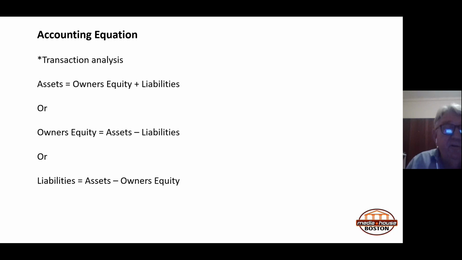If you simply do the arithmetic, you can then say owner's equity is equal to assets minus liabilities, or liabilities are equal to assets minus owner's equity. But the basic accounting equation says assets is equal to owner's equity plus liabilities.